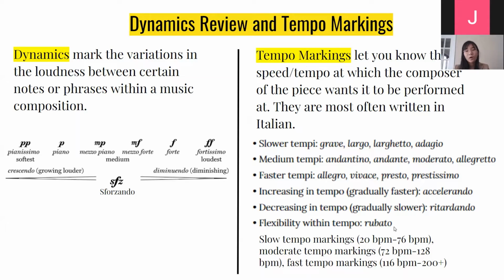So these are not all of the tempo markings that you might see, but they're the most common ones. In slower tempo markings, you have grave, largo, larghetto, and adagio. In medium tempo markings, you have andantino, andante, moderato, and allegretto. In faster tempo markings, you have allegro, vivace, presto, and prestissimo.